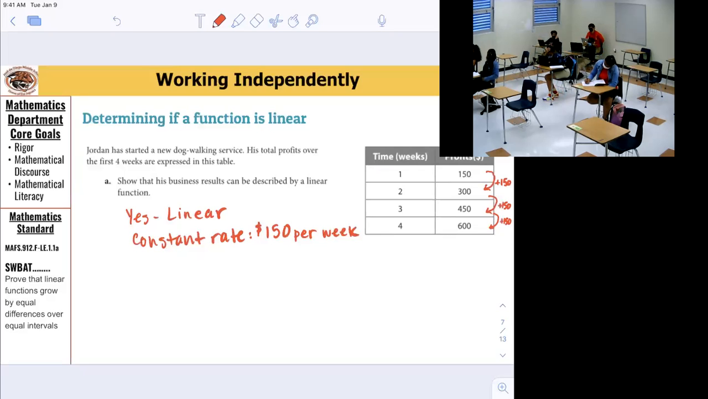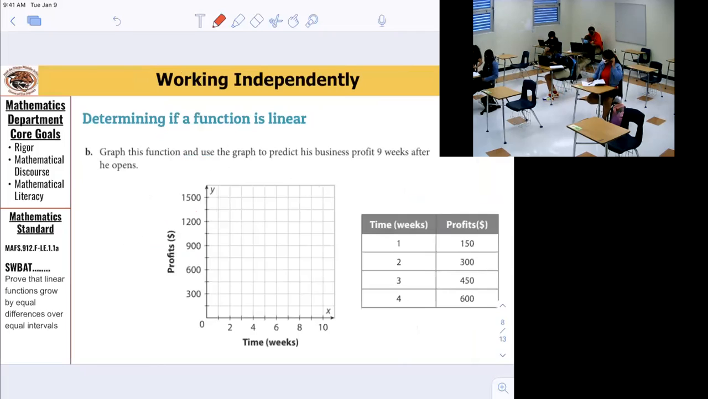Cool. All right, so now that I have my constant rate, I know that it's linear. I'm just going to graph it real quick to show visually that it's linear. I should have a straight line. So I have 1, 150, 2, 300, 3, 450, and 4, 600.